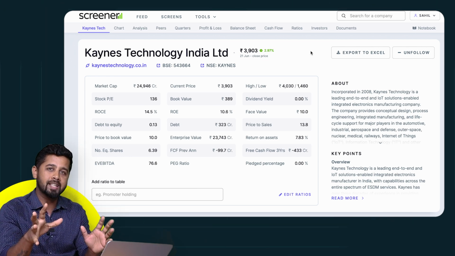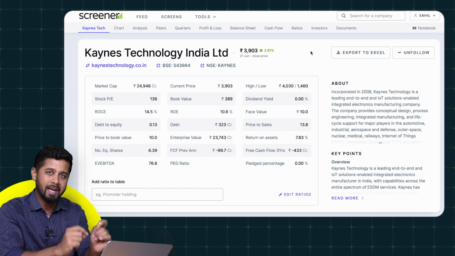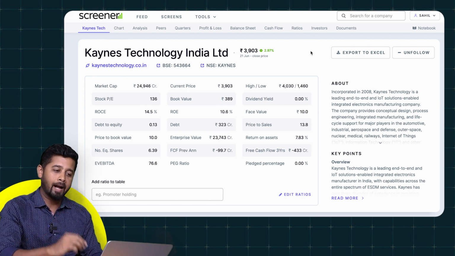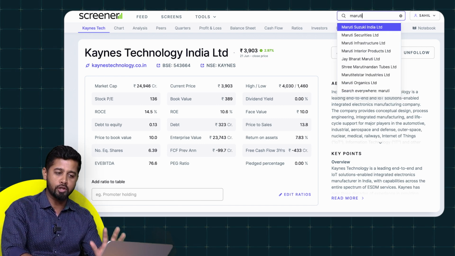Now, one very important aspect while doing this PE ratio assessment is to look at the operating leverage and deleverage. And one great example is Maruti Suzuki.